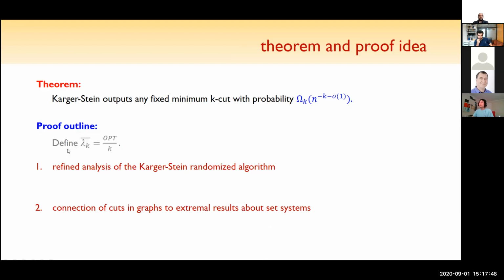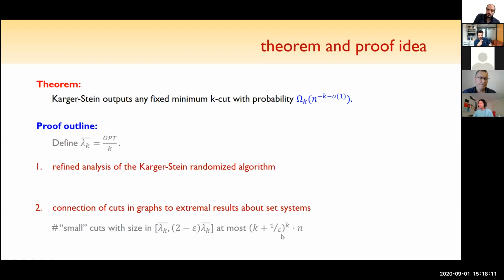So here, let's for the rest of the talk define lambda k bar as opt over k. Think of this as the average contribution of each of the k pieces to opt. The second property we want is a bound on the number of what we call small cuts, and they're the cuts of size in the following range, to be at most linear in n. So here, think of k and epsilon as constants. This factor here is linear in n. And what we want from 1 is that if statement 2 holds, if G has only a linear number of small cuts by this definition of small, then the Karger-Stein algorithm actually behaves much better.